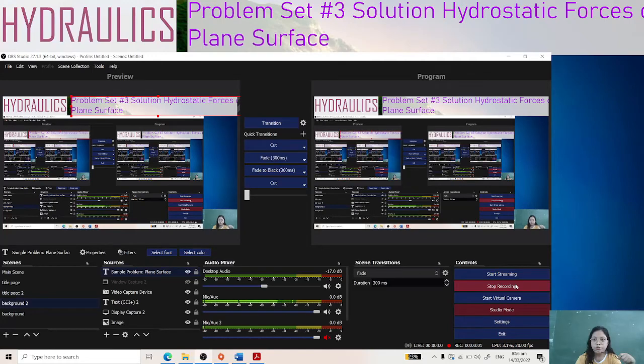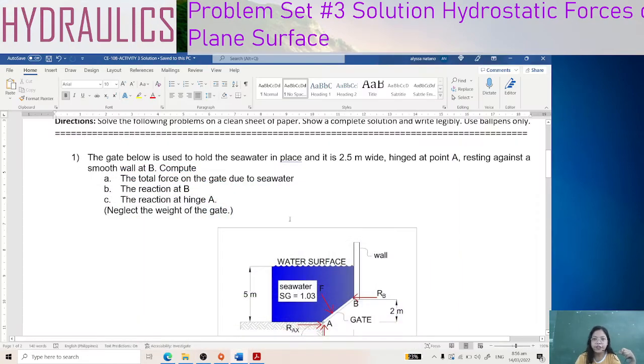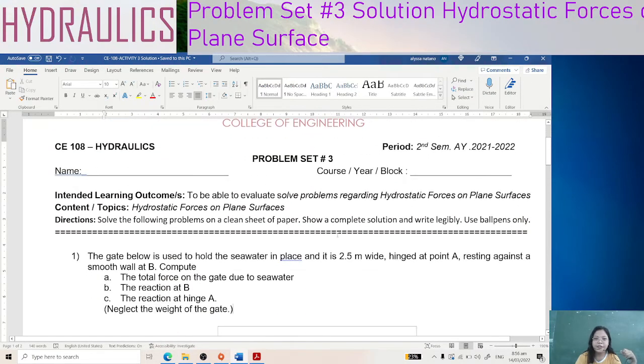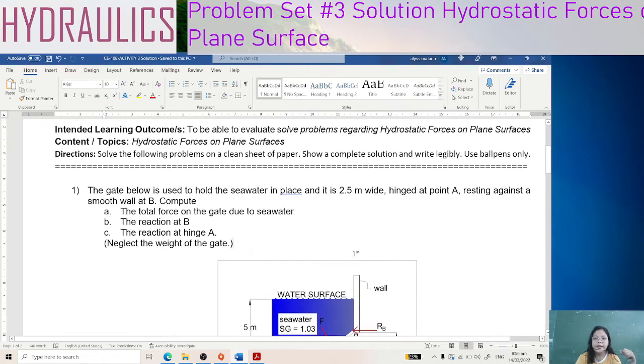So, bago tayo dumako sa another new topic, sagutan na muna natin yung problem set number 3 na activity nyo or assignment nyo noong isang araw. Okay, so para makamove on na tayong lahat. Char. So, ito yung problem set number 3.